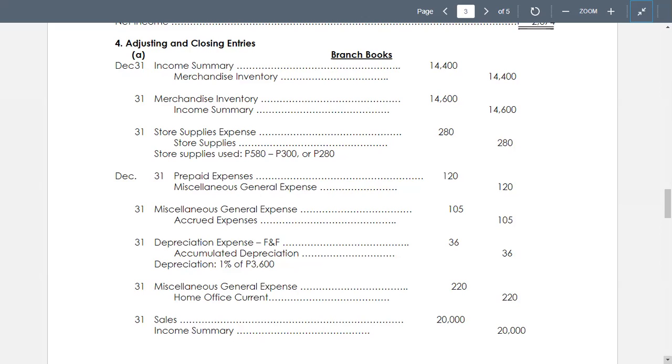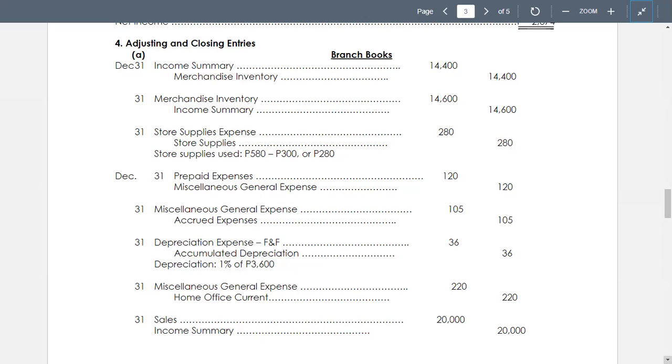Now, will you refer to problem number 5? Problem number 5 involves adjustments, closing entries, worksheet, separate and combined statements. Now, to go over the problem, we are going to emphasize the highlights.